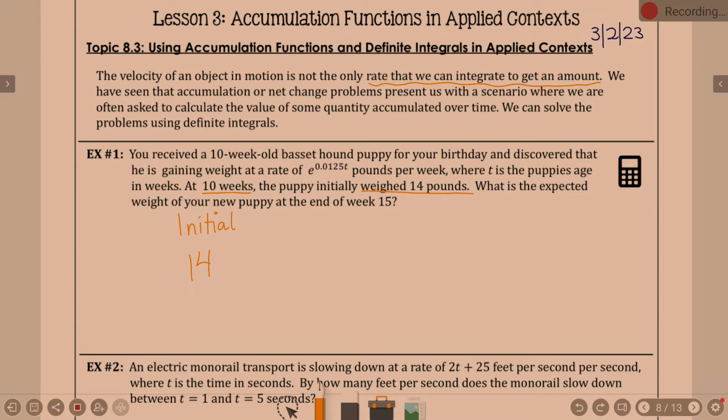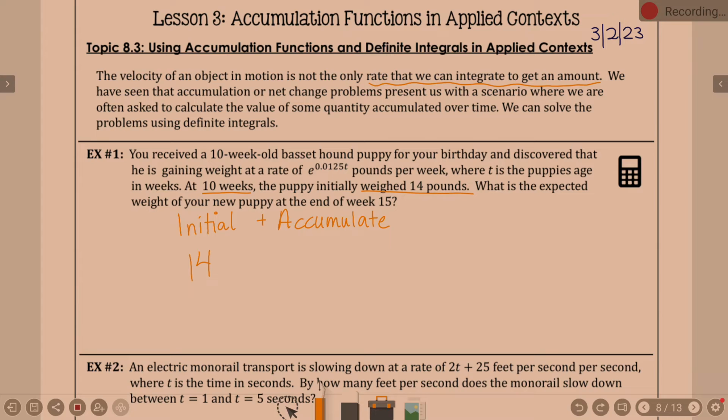Would you do, if you said like 10 as 0? Well, but we don't want to know just what it is. We want to accumulate here. And so, when we're thinking about this, we're doing the initial weight plus what we accumulate. And what are we going to accumulate? We're going to accumulate from what time to what time? 11 weeks to 15. I would have said 10 to 15.